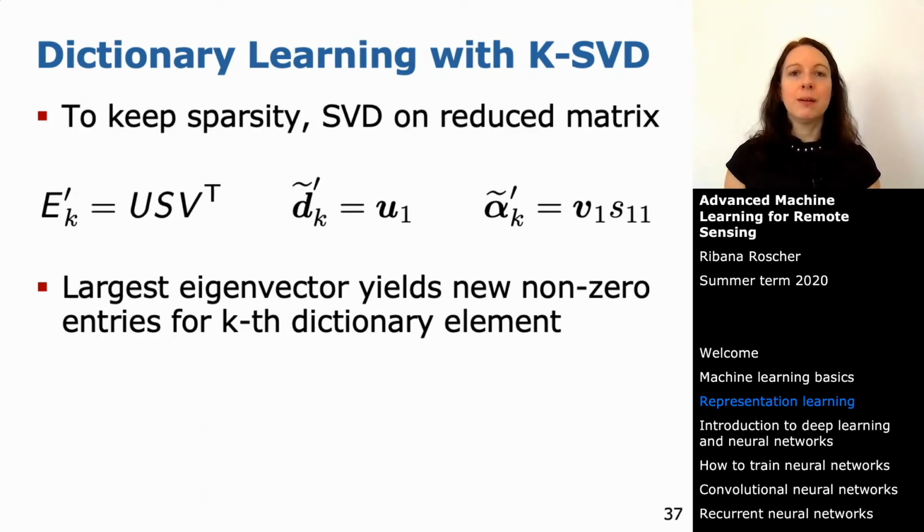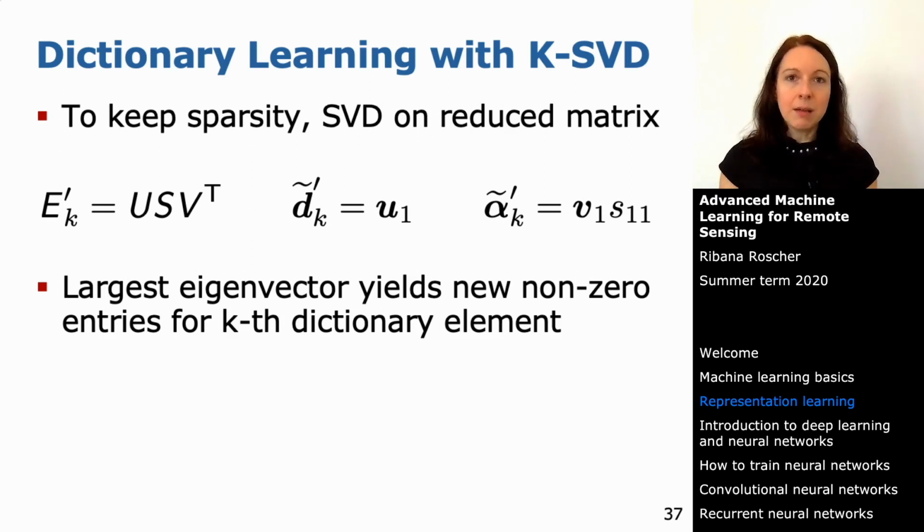So now you apply the singular value decomposition to exactly this reduced matrix. You end up after the decomposition with these matrices U, S, and V transpose, containing the singular vectors and the singular values, and you pick exactly the elements which are assigned to the largest singular value, and you use this to update your dictionary element, the kth one at the moment, and also the activation vector. And then you perform this for each dictionary element.